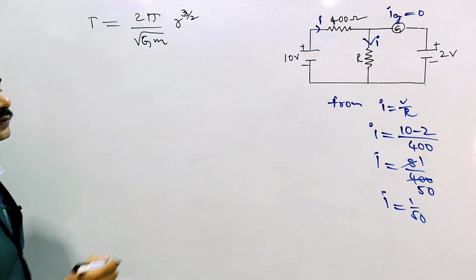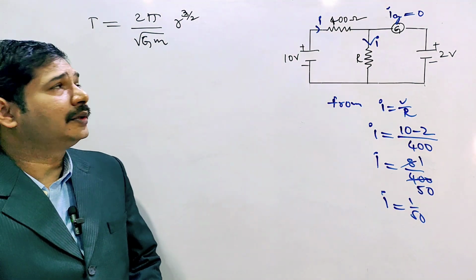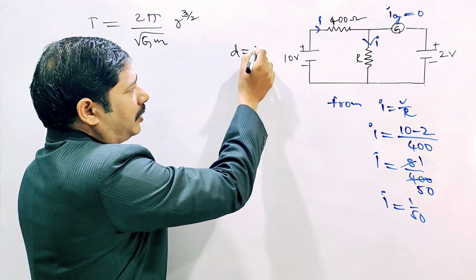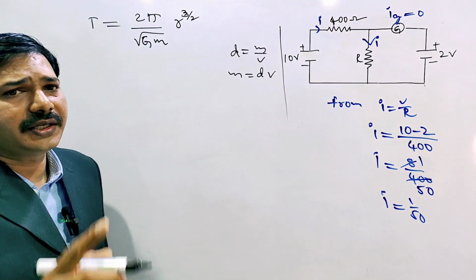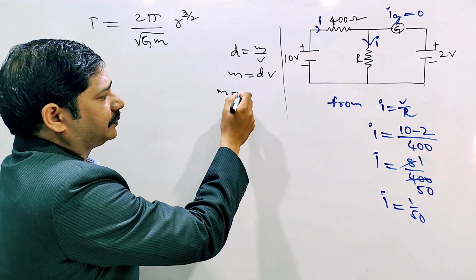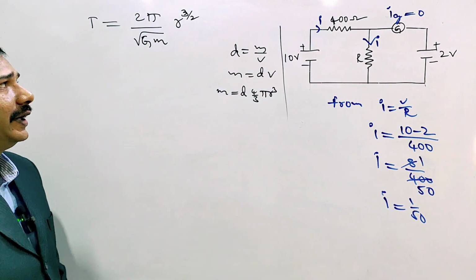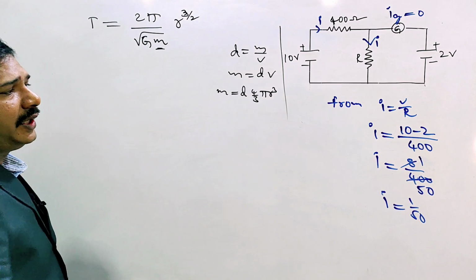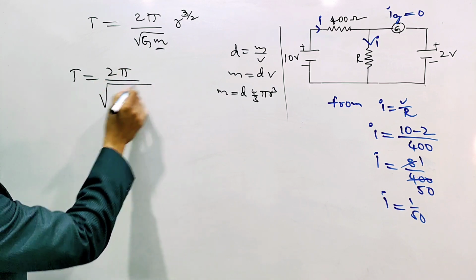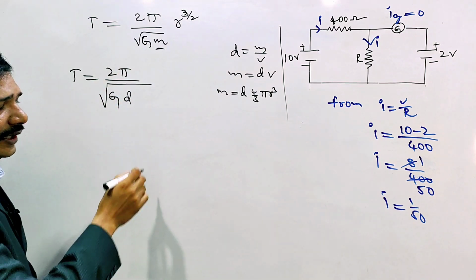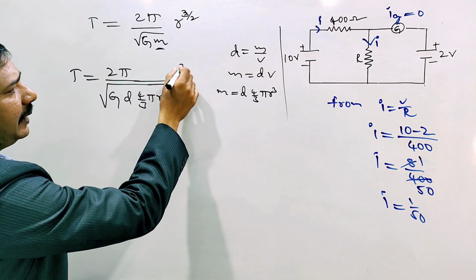You know that relation. Here they are saying density, small d. The relation between density and mass is density equals mass by volume, so mass equals density into volume. Here the satellite is orbiting, so for the volume we can take 4 by 3 pi r cube. Substitute instead of mass, d into 4 by 3 pi r cube. T equals 2 pi by under root G into M, where M is d into 4 by 3 pi r cube, into r power of 3 by 2.